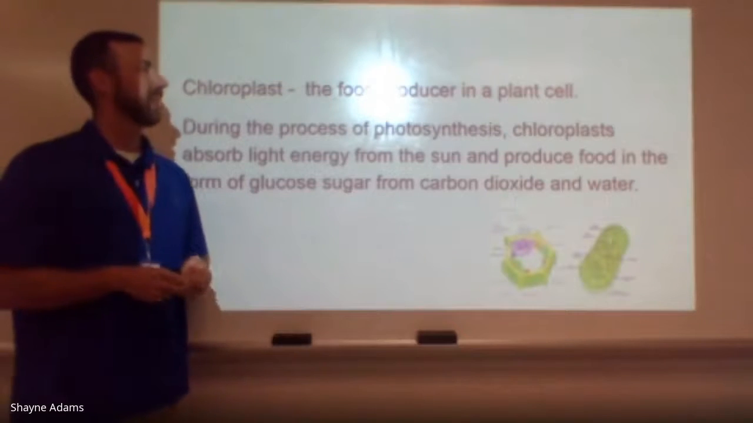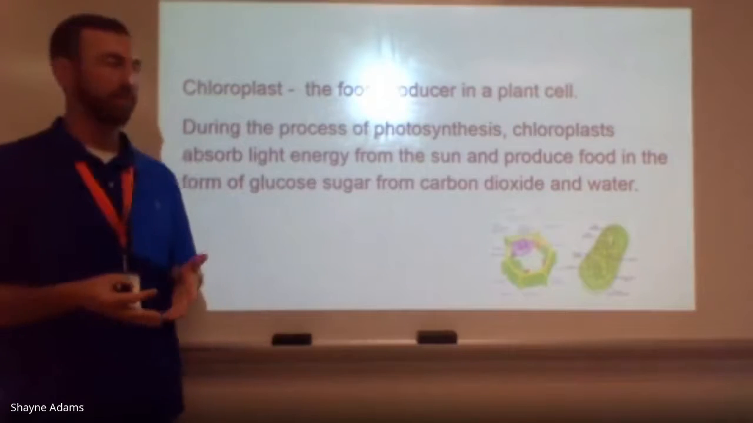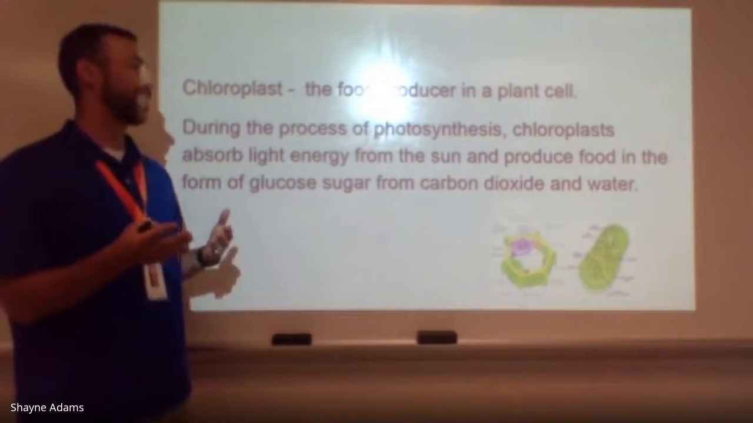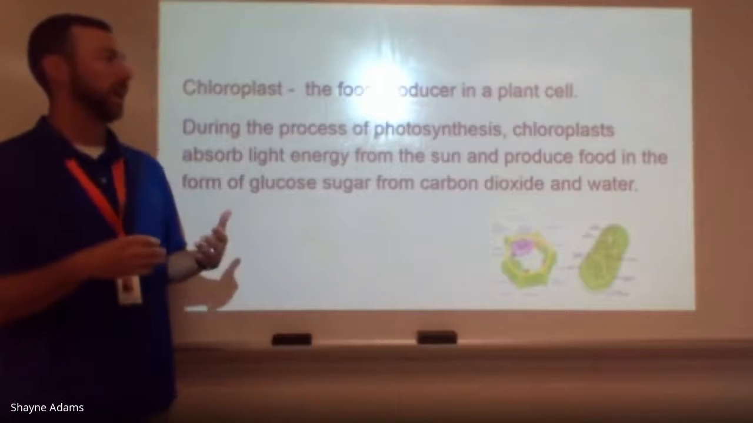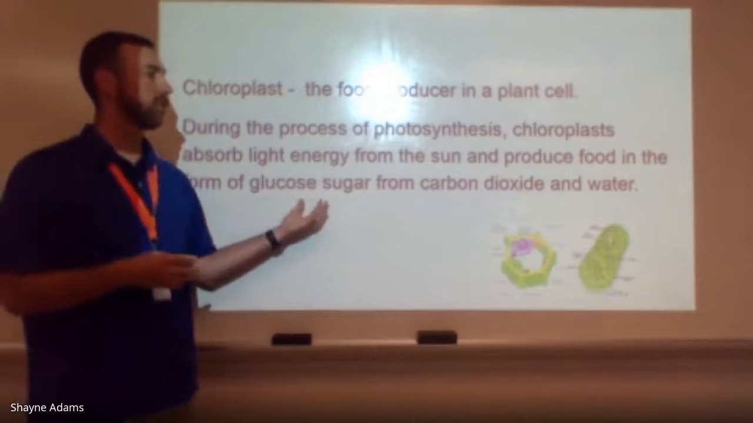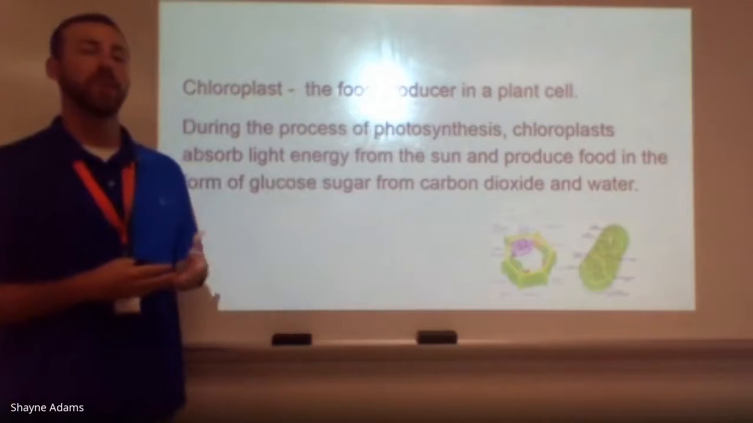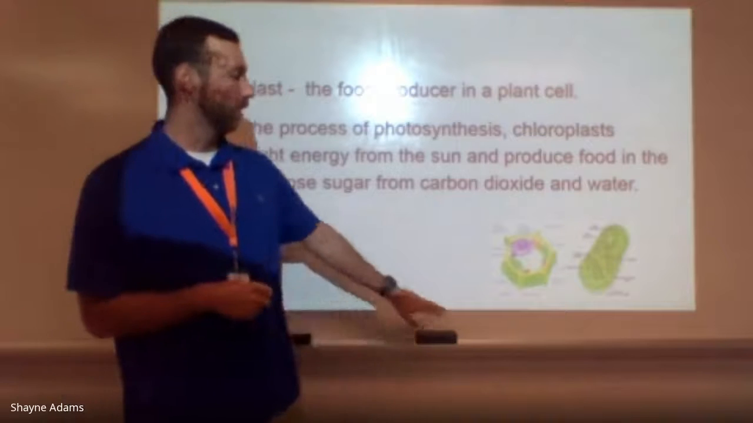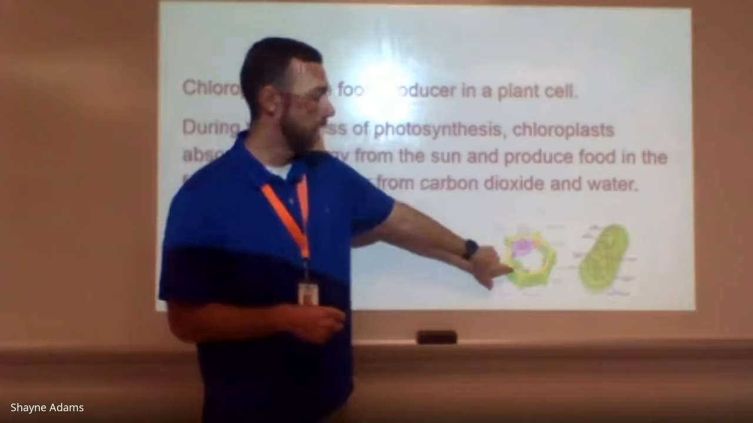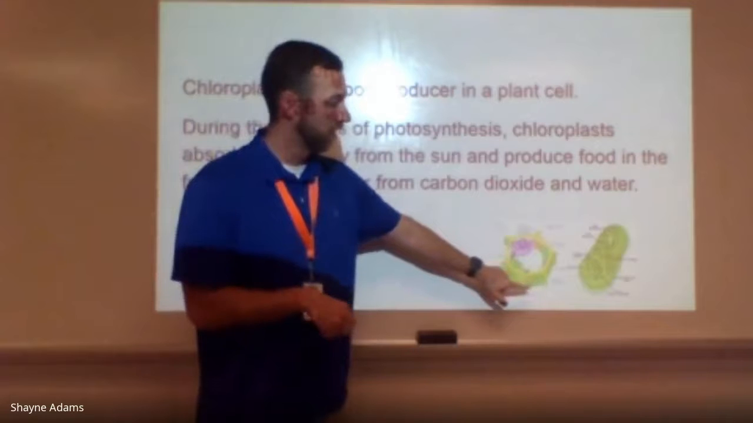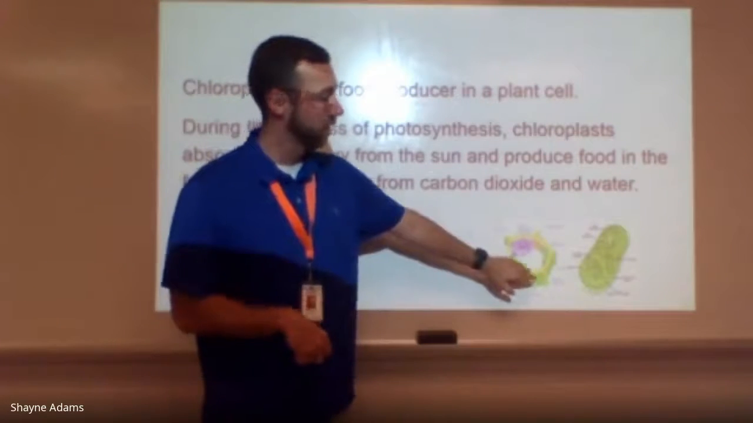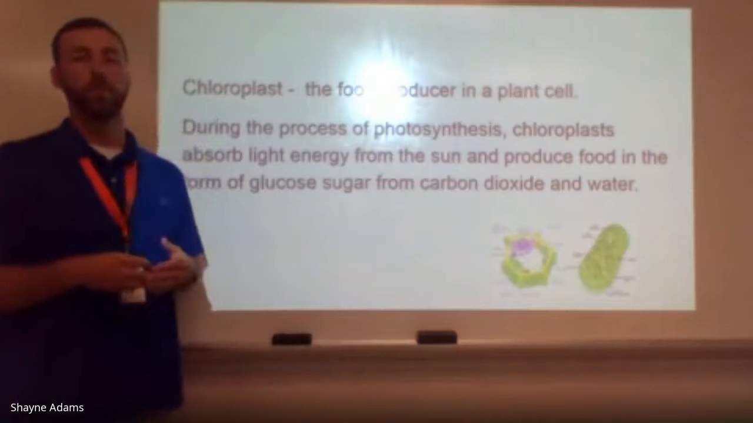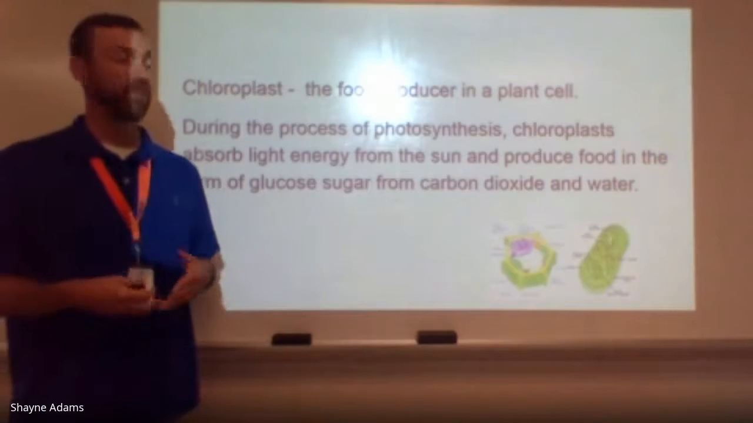The chloroplast is the food producer in a plant cell. During photosynthesis, chloroplasts absorb light energy from the sun, and they produce food in the form of glucose sugar by using carbon dioxide and water. If you've seen pictures of plant cells drawn, they're normally larger ovals and they're green. They look like this over here. You can see there are different internal structures of chloroplasts, which we'll look at later when you look at photosynthesis more in depth.